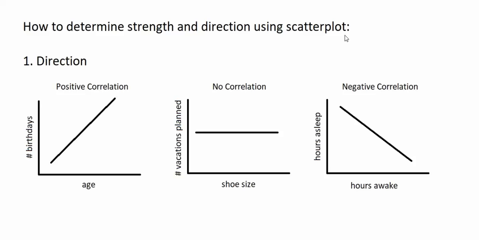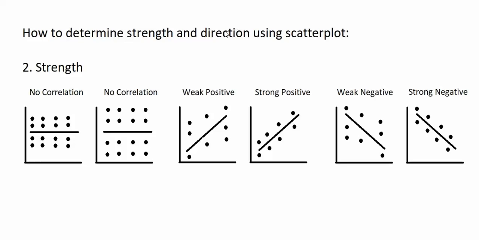Now let's talk about how to determine the strength of a correlation using a scatter plot. If the line is flat, there's no trend, then there's no correlation at all, and it doesn't depend on how closely the dots are hugging the line. So this graph and this graph would both be no correlation, because in both cases the dots are staying level from left to right. They're not rising or going down.